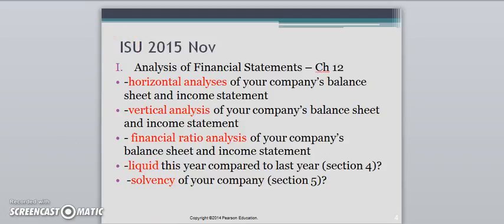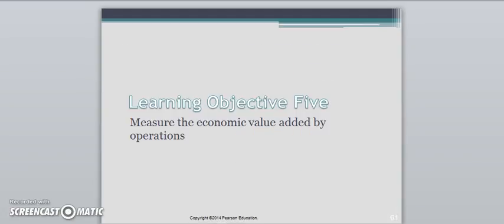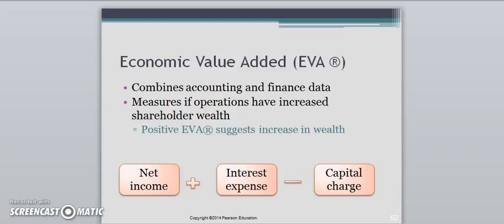Let me take it right to the end. We already did that. Objective 5 is measuring the economic value added by the operations. This is something that investors look at. Sometimes they look at it and they have this raw value.